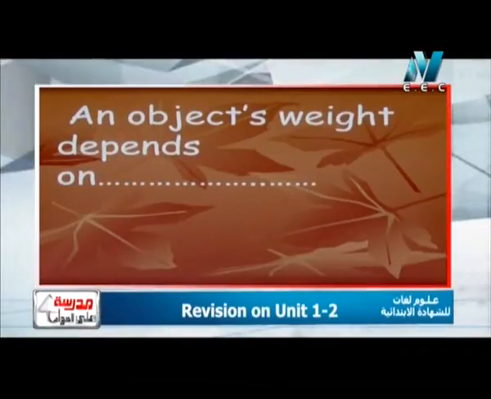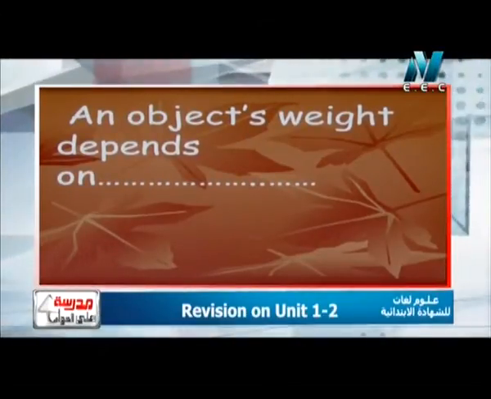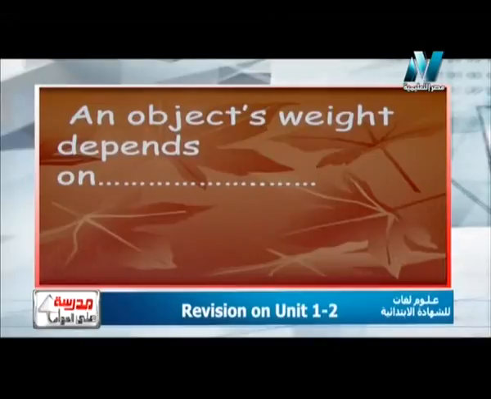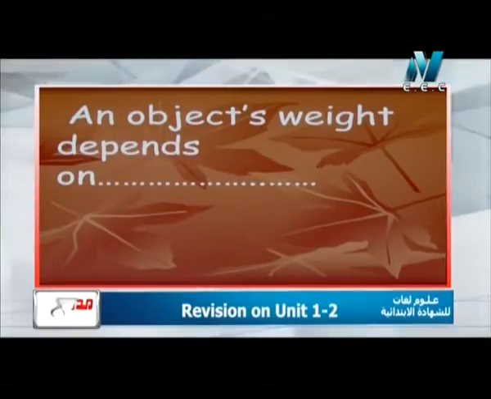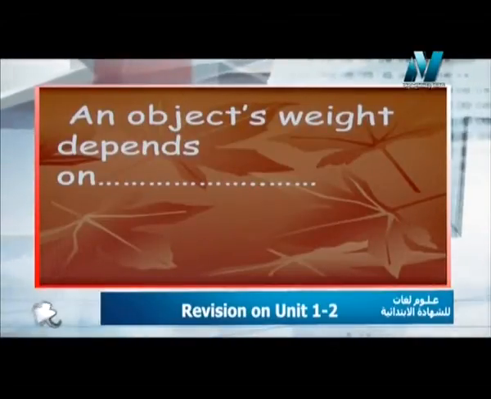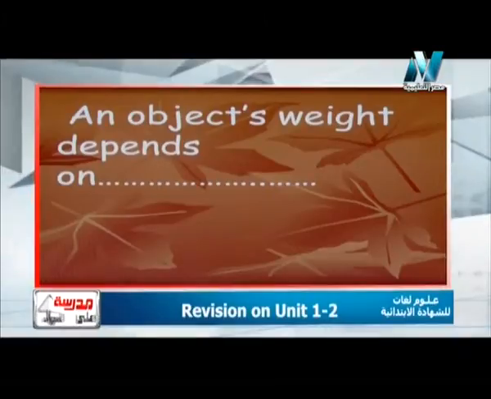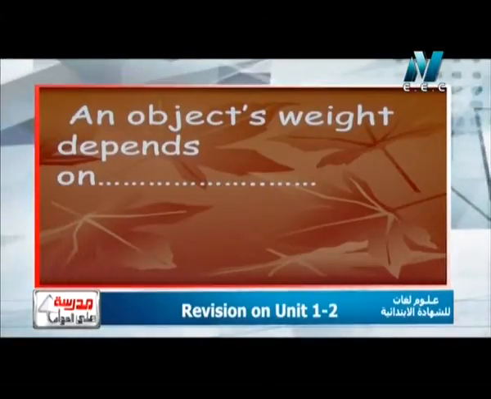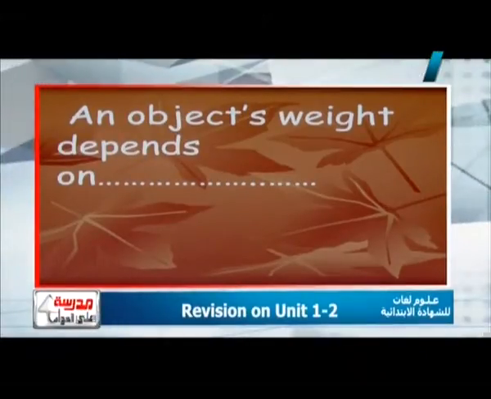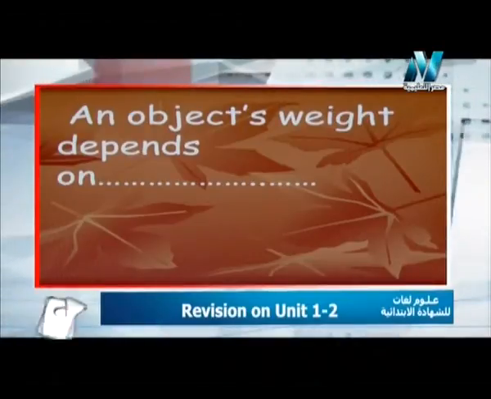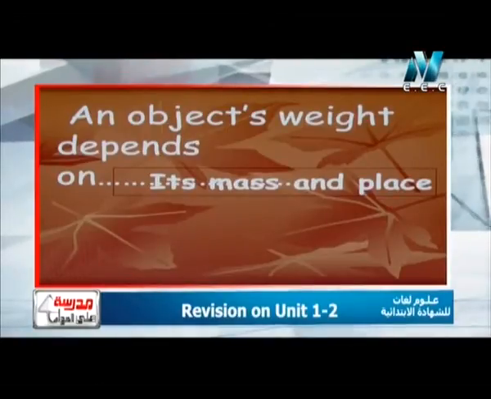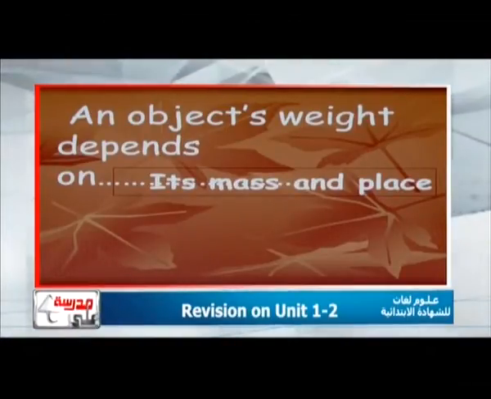Okay, another question says, an object's weight depends on what? Depends on means it relies on. So here I want the factors on which the weight depends. We know that the weight depends on many factors such as place, such as mass, such as distance from the planet center. So again, here I can write an object's weight depends on mass and the place.